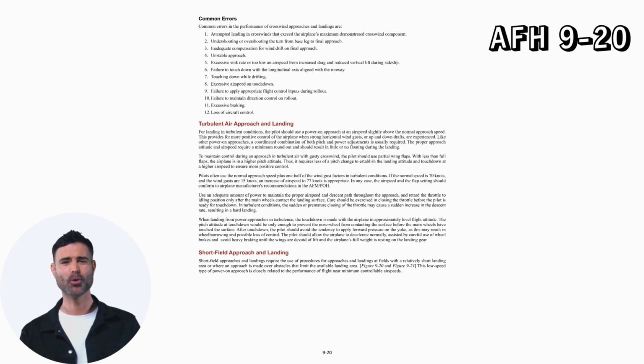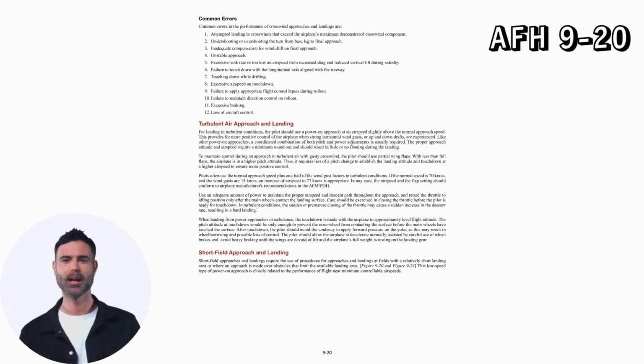ensure more positive control. Pilots often use the normal approach speed plus 1/2 of the wind gust factors in turbulent conditions. If the normal speed is 70 knots and the wind gusts are 15 knots, an increase of airspeed to 77 knots is appropriate. In any case, the airspeed and the flap setting should conform to airplane manufacturers' recommendations in the AFM/POH. Use an adequate amount of power to maintain the proper airspeed and descent path throughout the approach, and retard the throttle to idling position only after the main wheels contact the landing surface.